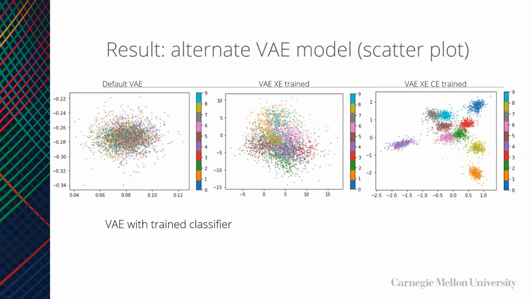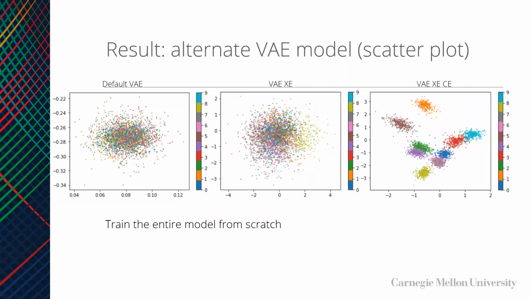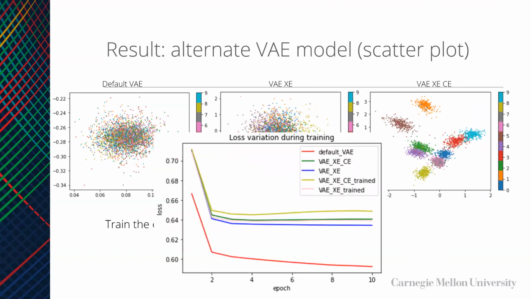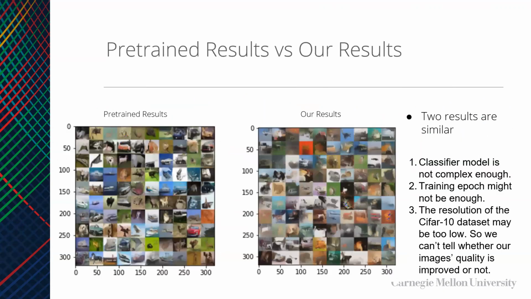Here are the scatter plots for the latent variable. We can observe that center loss can indeed improve the intra-class compactness and inter-class separability. Same thing happened here. So they are not helping actually. This is the pre-trained result versus our results. The two results are similar. The reasons might be the 3 shown in the PPT.